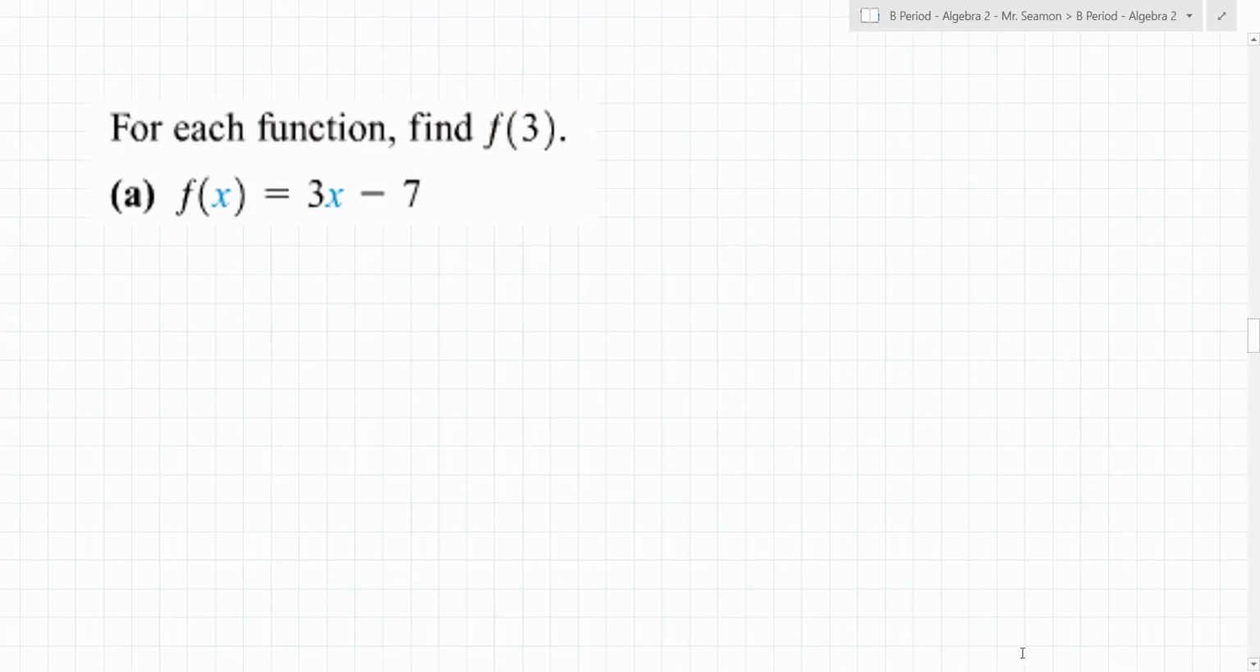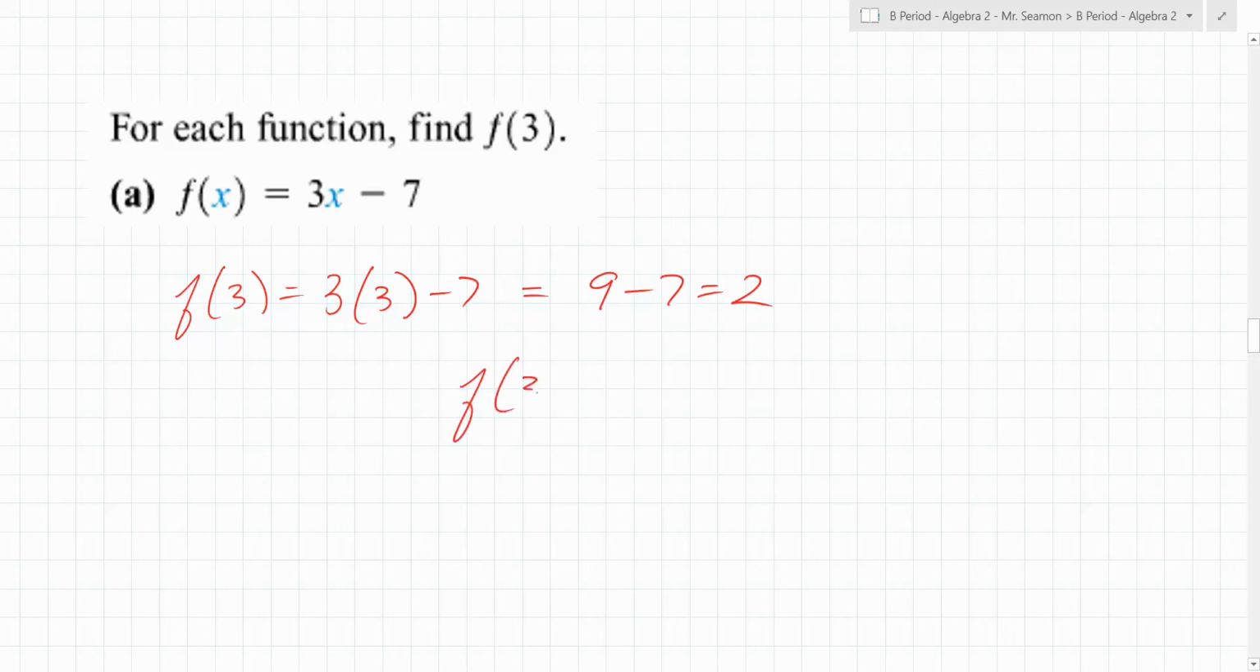So here's another example. Find f of 3. That means plug 3 in for x. So f of 3 is 3 times 3 minus 7. 9 minus 7 is 2. So it's really just plugging things in. f of 3 is equal to 2.